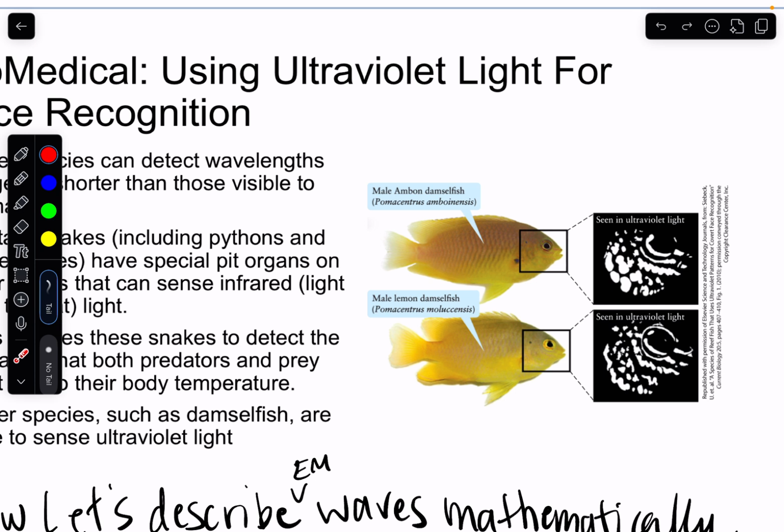Because they can see in ultraviolet light, they can see the pattern of their scales and tell that one fish is of their same species and the other fish may not be. Okay, so they evolved this ability because down deep in the ocean, visible light does not penetrate very far.